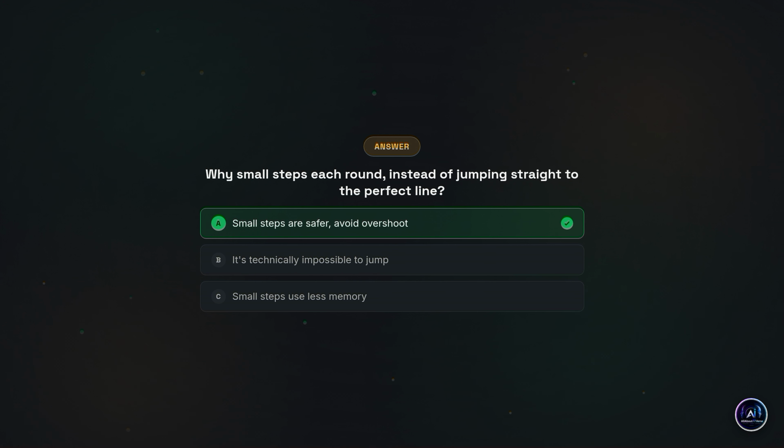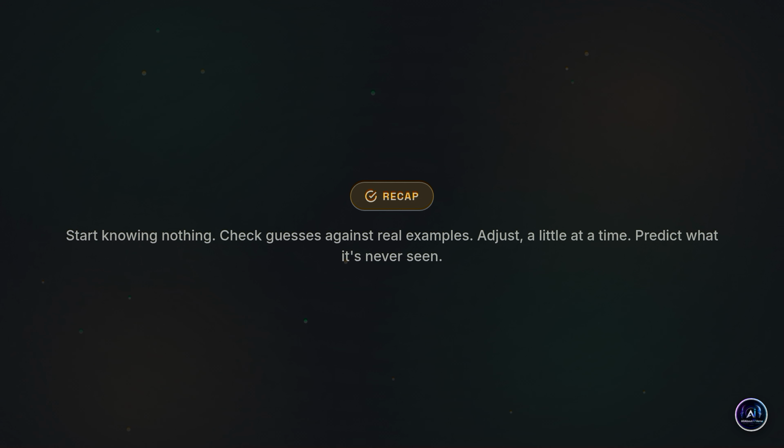For now, remember this. A model starts knowing nothing. It checks its guesses against real examples. It adjusts a little at a time. And after enough small steps, it can predict things it has never directly seen. That's what learning actually looks like underneath the buzzwords.